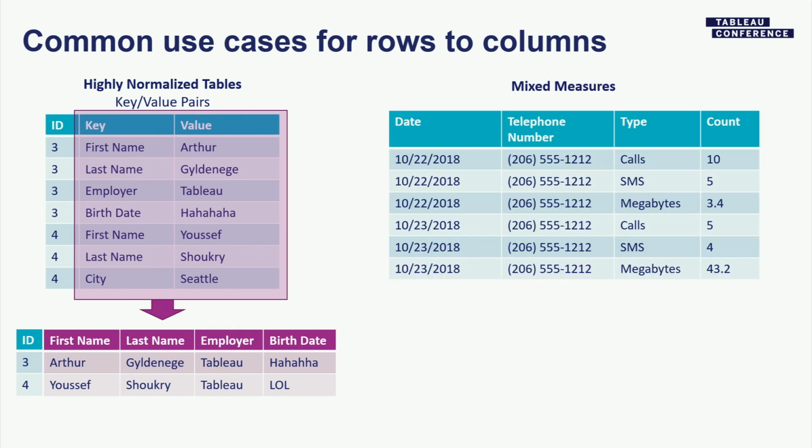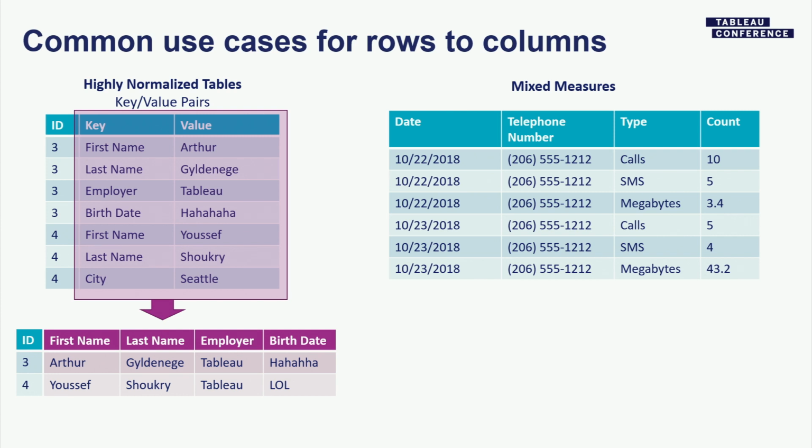The other place, I used to work in telecom for a long time. And so the other place you might see it, again, another generic type structure, although you see this in digital advertising, advertising in general, you see something that says, hey, I've got a date. In this case, I have a telephone number. I have a type, calls, SMS, megabytes. And then I've got some sort of counter value on the right.